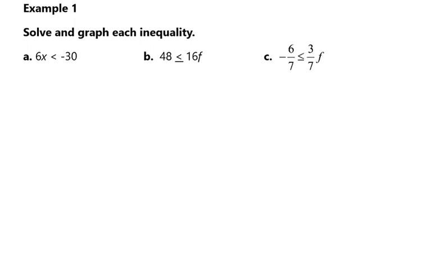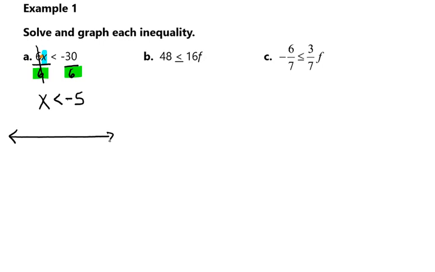So remember, we're trying to get the x by itself. And so we need to get rid of the 6. Right now, the 6 is multiplying with the x. And the opposite, or the inverse of multiplication, is division. So we will divide both sides by 6, and 6 divided by 6 is 1, leaving us with 1x. We divided by a positive 6, so our symbol will stay the same. And then negative 30 divided by positive 6 is negative 5.